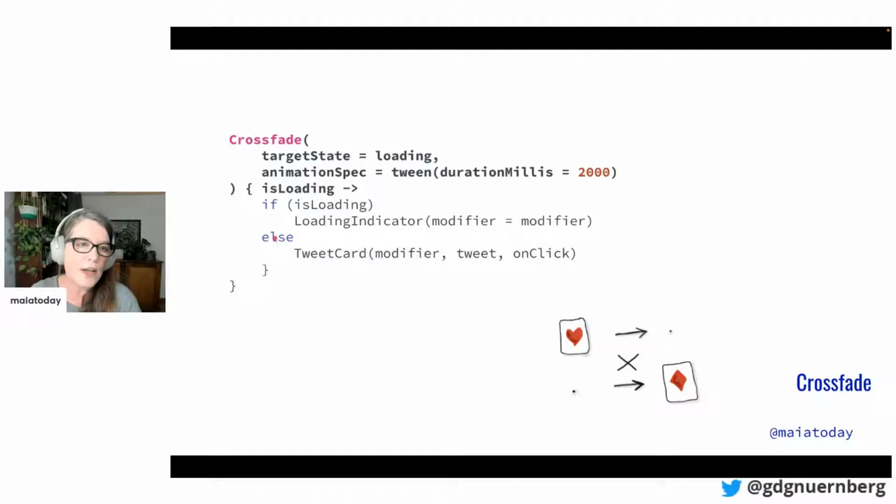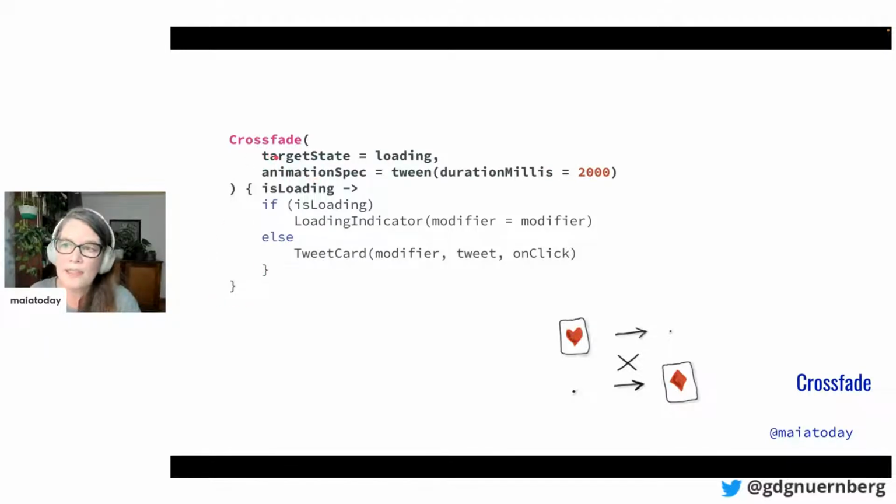Now, to add a crossfade, all you need to do is use this crossfade composable that I showed you from the APIs, and you literally just wrap your normal code with this crossfade. The state that the crossfade responds to can come in from your composable. And there you can see the first example of an animation spec. If I left this animation spec out, I would have gotten a springy kind of crossfade. But now I'm saying I want a tween, which is a linear crossfade, and I want its duration to be 2 seconds. So you can see it's quite easy to wrap any of your other composables in a crossfade.